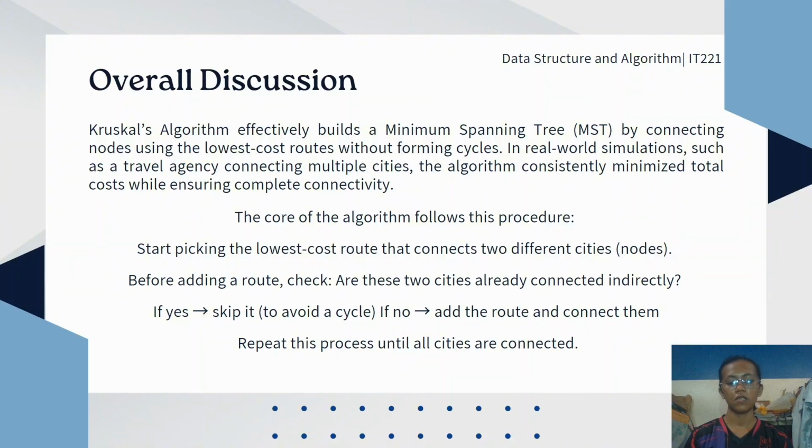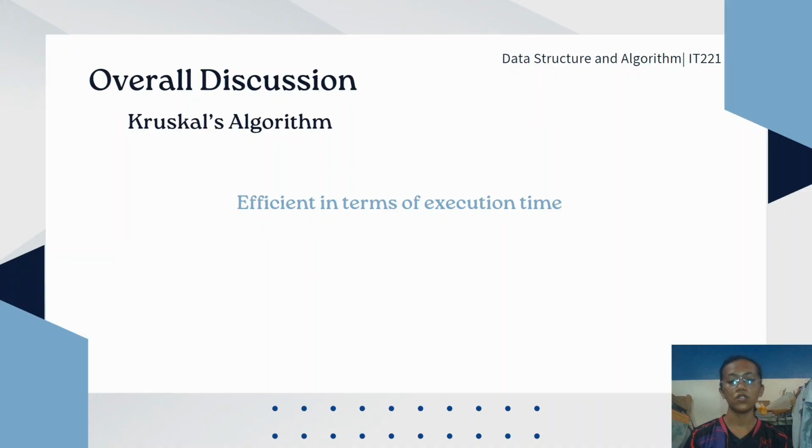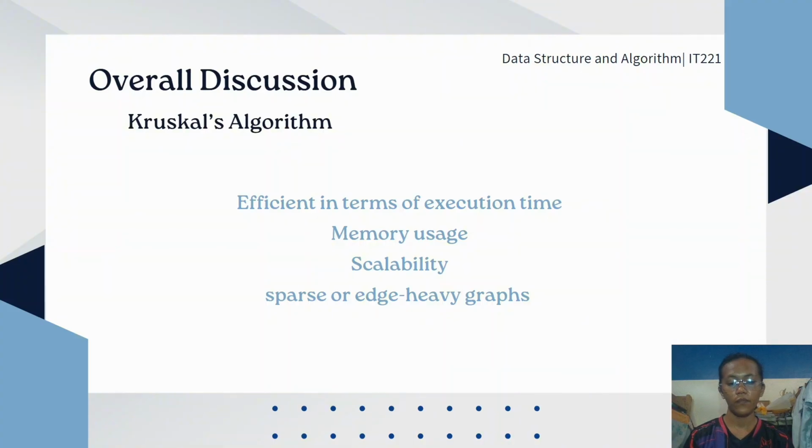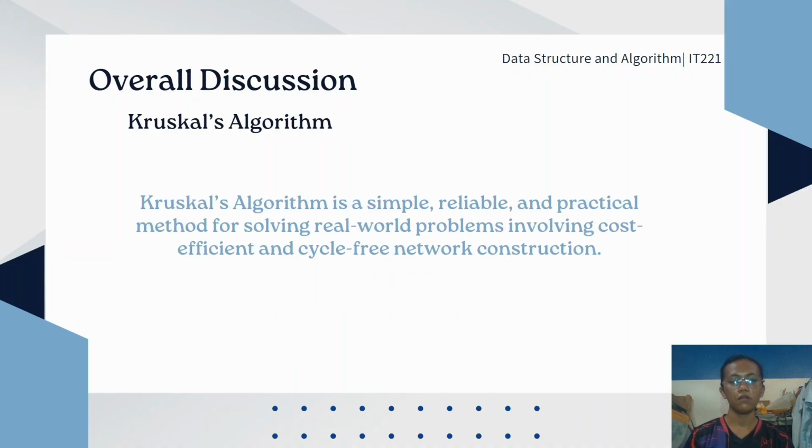Performance assessments showed earlier that the Kruskal algorithm is efficient in terms of execution time, memory usage, and scalability, especially in sparse or edge-heavy graphs. It performed better than Prim's algorithm when a full list of edges was available. However, it may be less optimal in dense graphs without an optimized union-find structure. So Kruskal's algorithm is a simple, reliable, and practical method for solving real-world problems involving cost-efficient and cycle-free network construction.